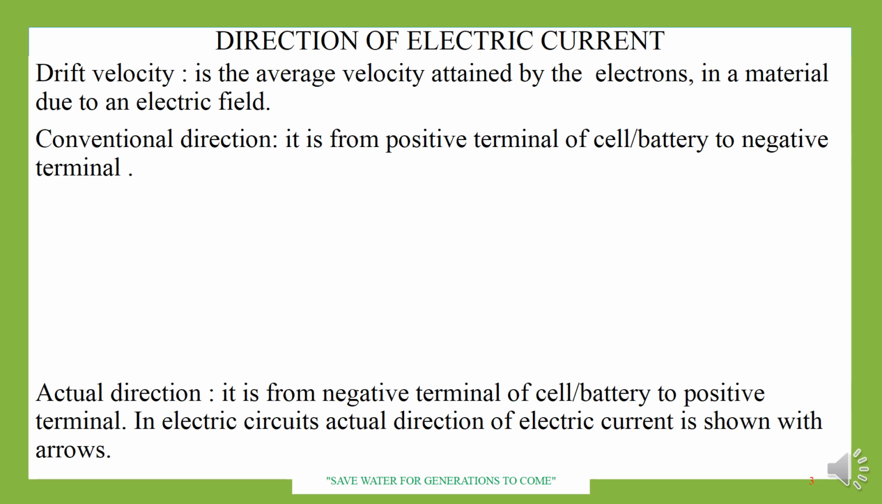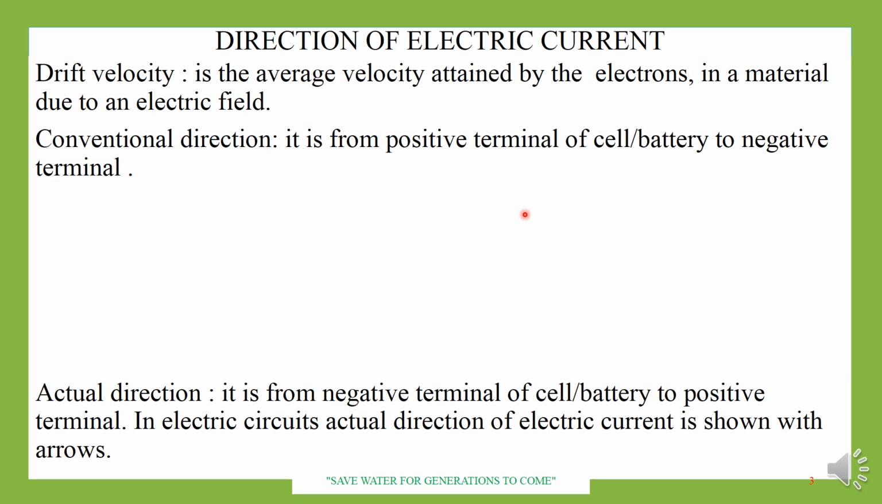Before going for direction of electric current, what is drift velocity? Drift velocity is the average velocity which is attained by the electrons in a material, in a conductor, due to an electric field. When potential difference is created across the ends of a conductor, then these electrons move with the average velocity, which is known as drift velocity. And electrons, they move at the speed of light.